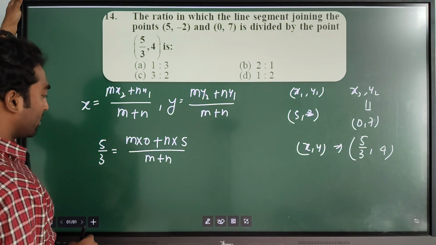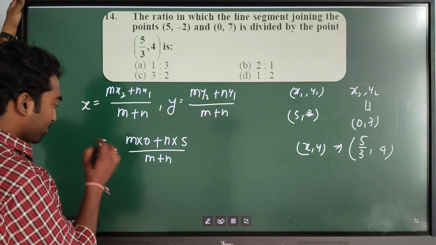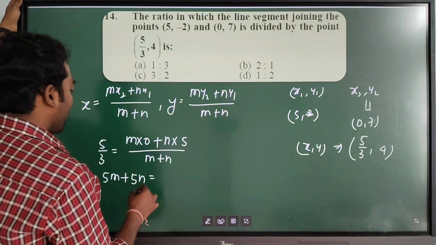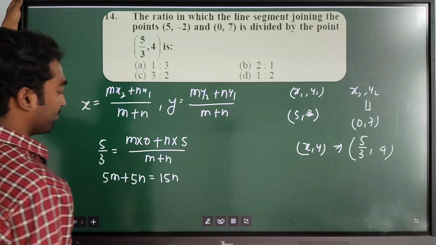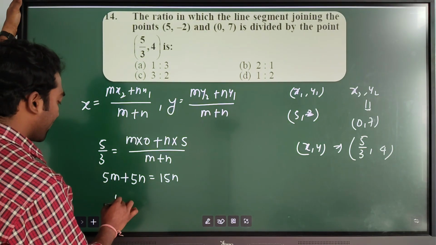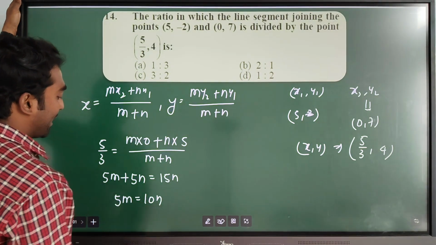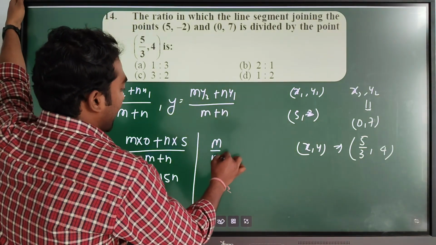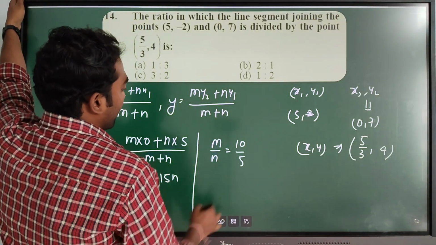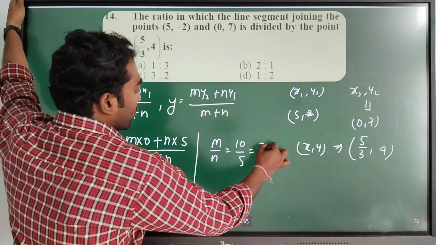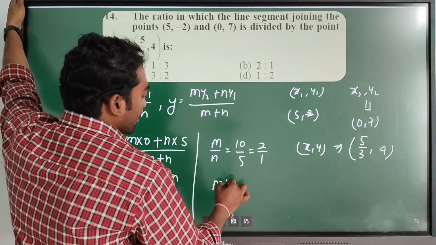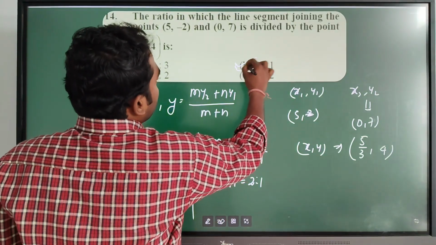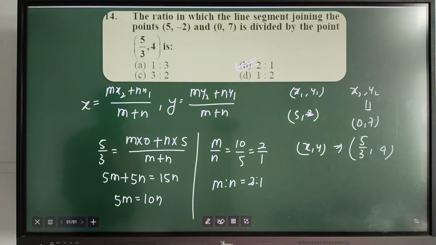After solving this, you have to cross multiply, which gives 5m plus 5n is equal to 15n. So 5m is equal to 10n, or you can also write m by n is equal to 10 by 5, which means 2 upon 1. So m is to n is equal to 2 is to 1. So option B is the correct answer. You can take the screenshot.